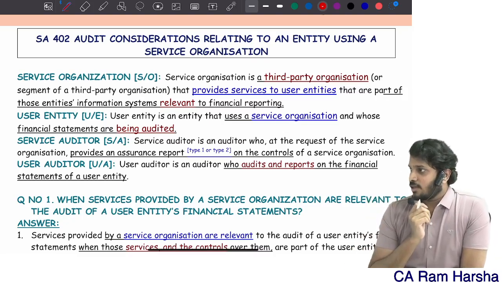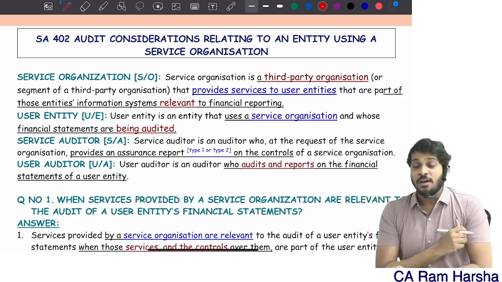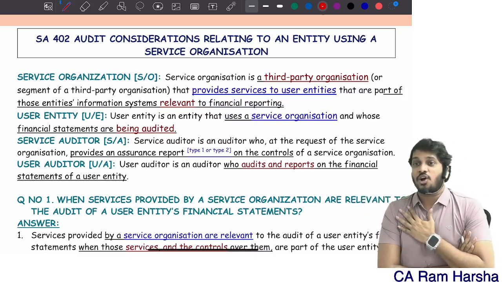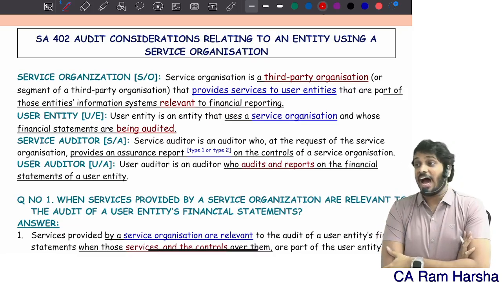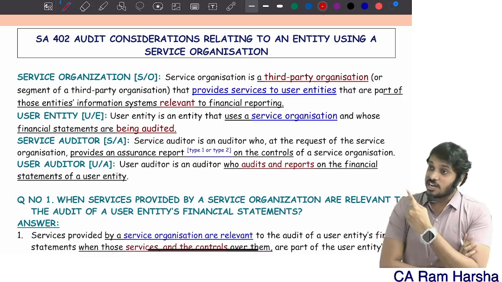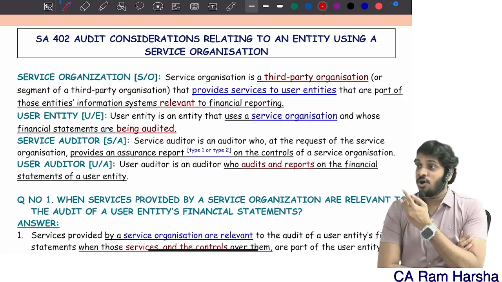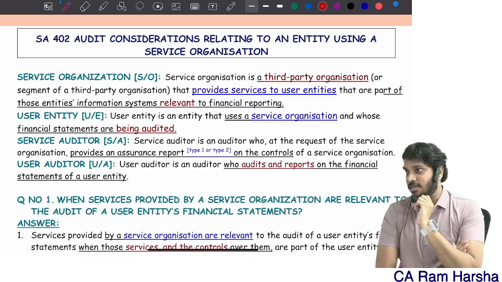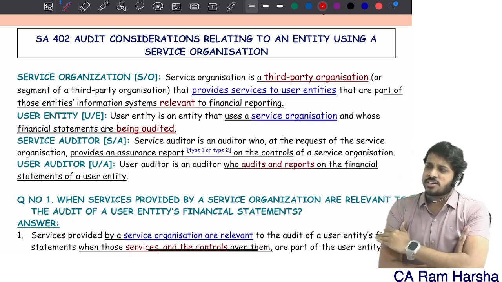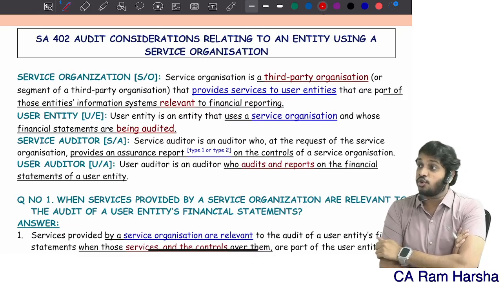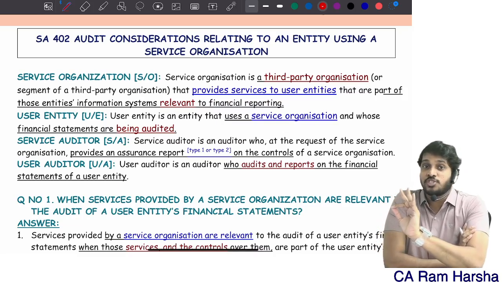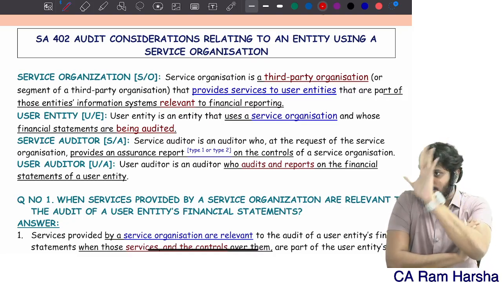See, how will we get this data? First, tell me, as an auditor of Hindustan Unilever, I want to know what controls they designed and implemented, correct? Why do I want to know what controls they designed and implemented? To know whether the objectives of the payroll are achieved or not.